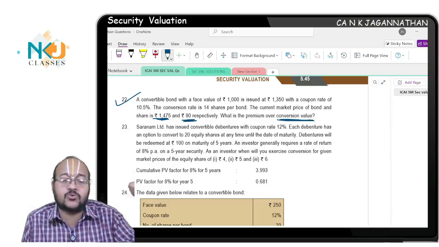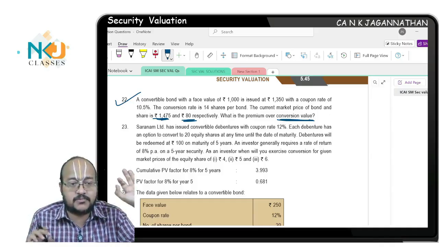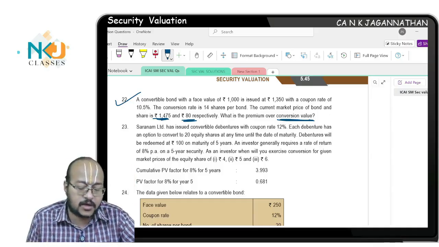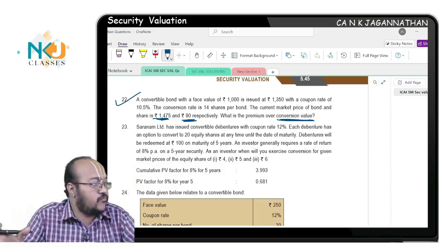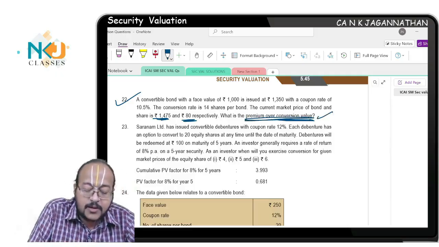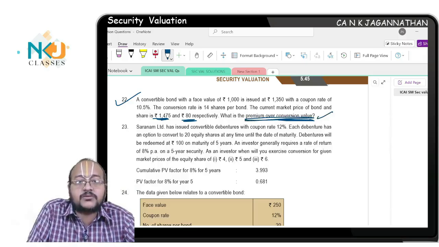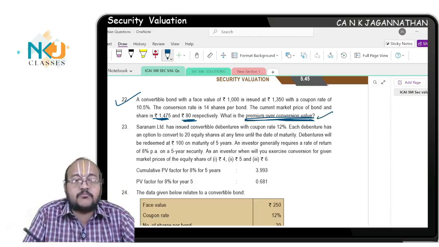Okay, for concepts you go through my revision lectures. Here I am just revising the questions. So see, the conversion value of the bond means it is nothing but the stock value of the bond. Wherever the question says premium over conversion value, it is to be regarded as the stock value of the bond.